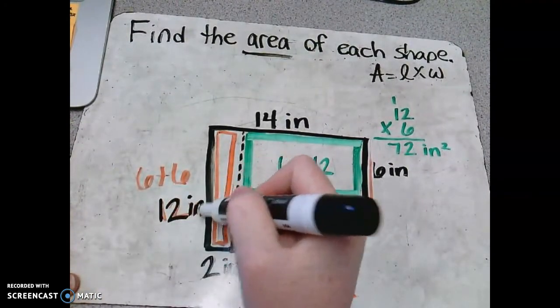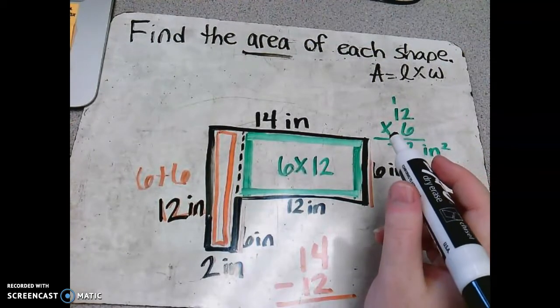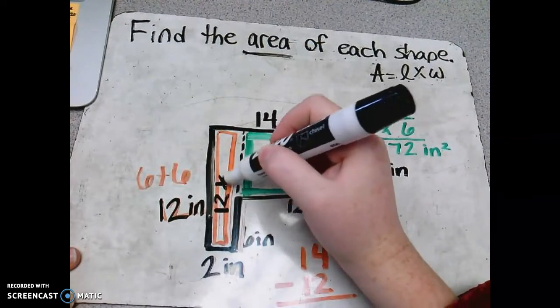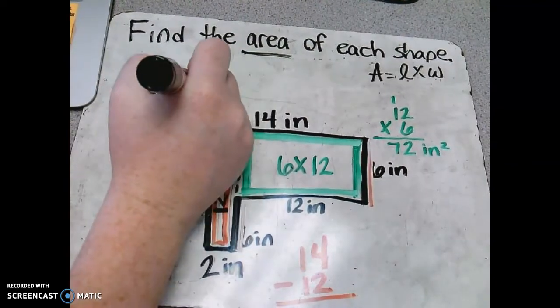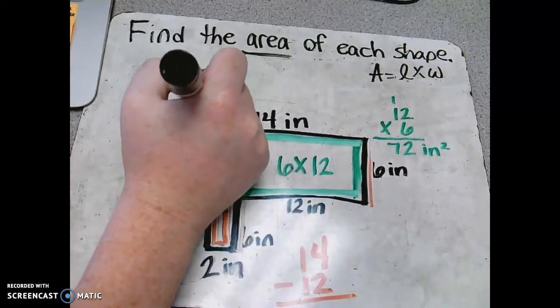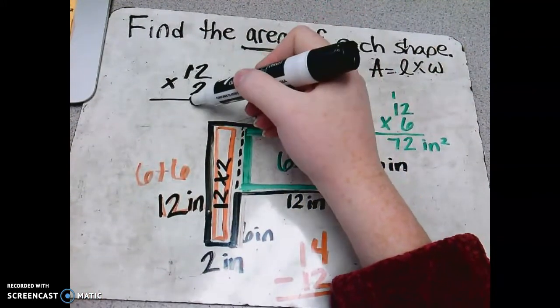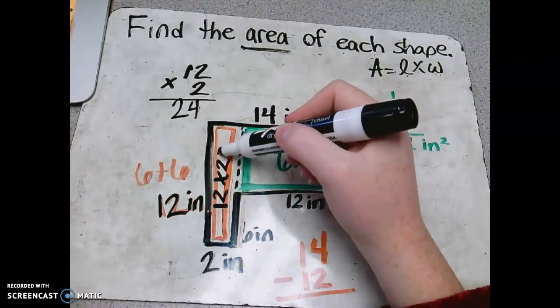Okay. So now we need to multiply these two together to get the area. So we need to do 12 times 2. If you don't know what that is, come to the side and do 12 times 2. Oops, sorry, my hand's in the way. 2 times 2 is 4. 2 times 1 is 2. So this is 24.